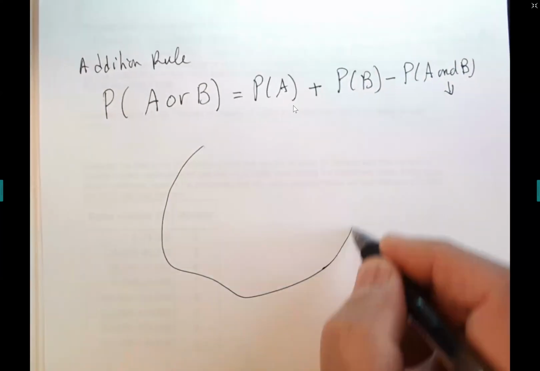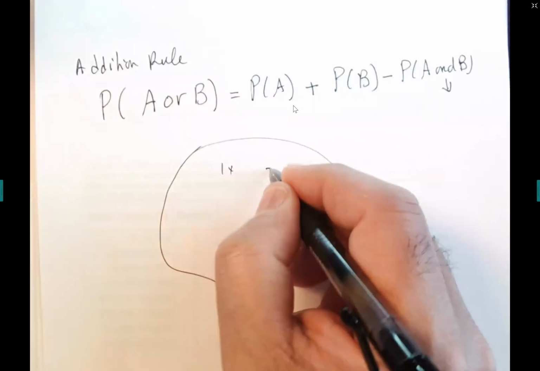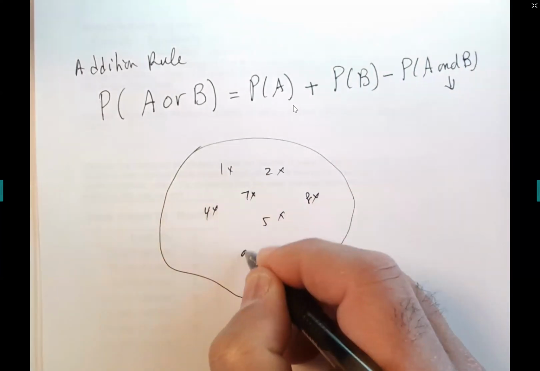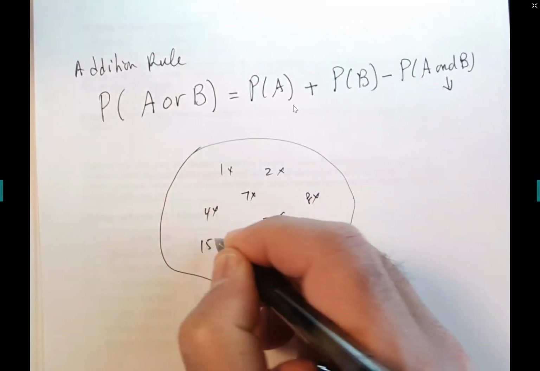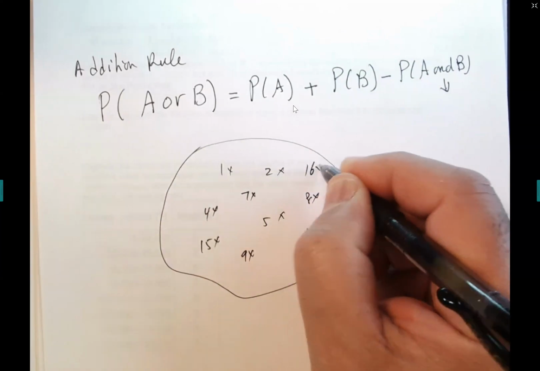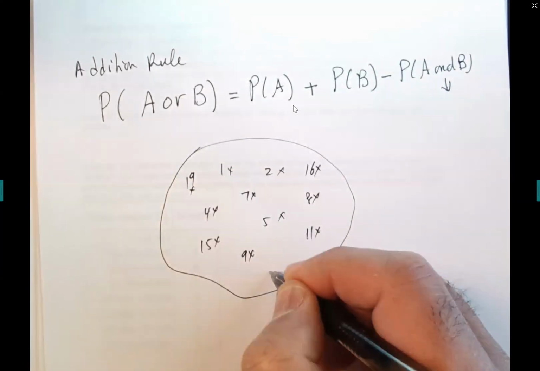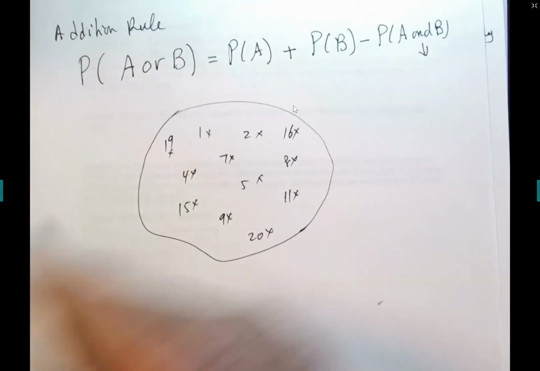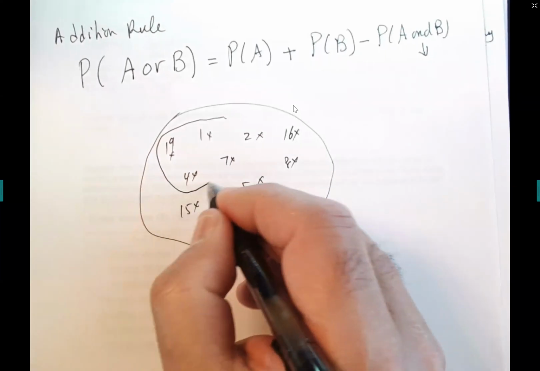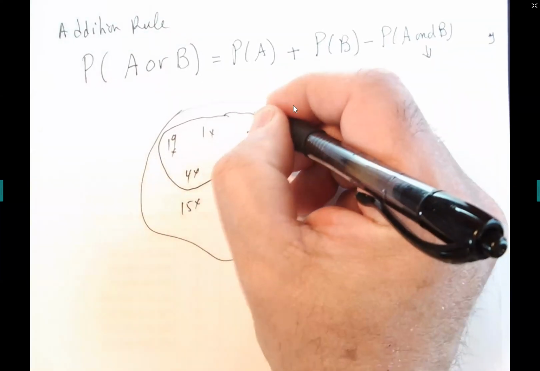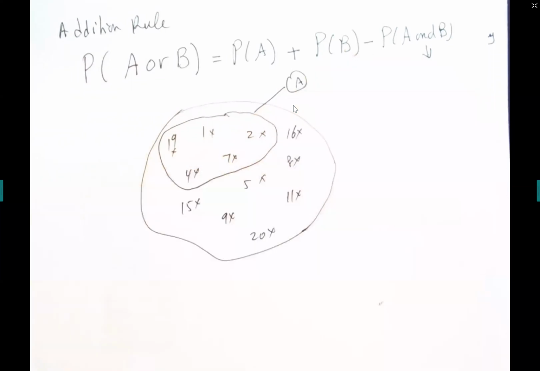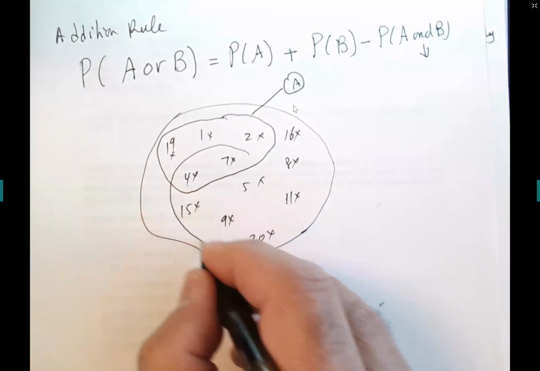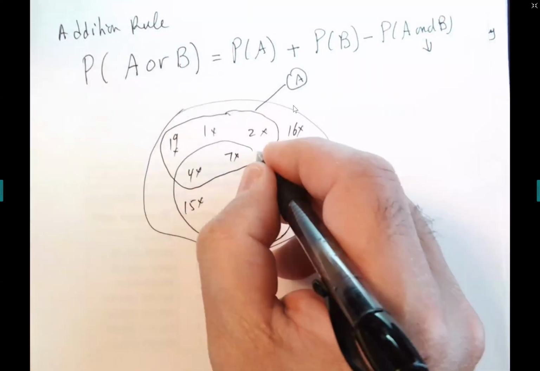This is a sample space that has all the outcomes. I'm going to put some numbers there. Okay, this is your sample space. I'm going to make B to be this. Or A. We'll start with A. And I'm going to make B to be that. That's B.